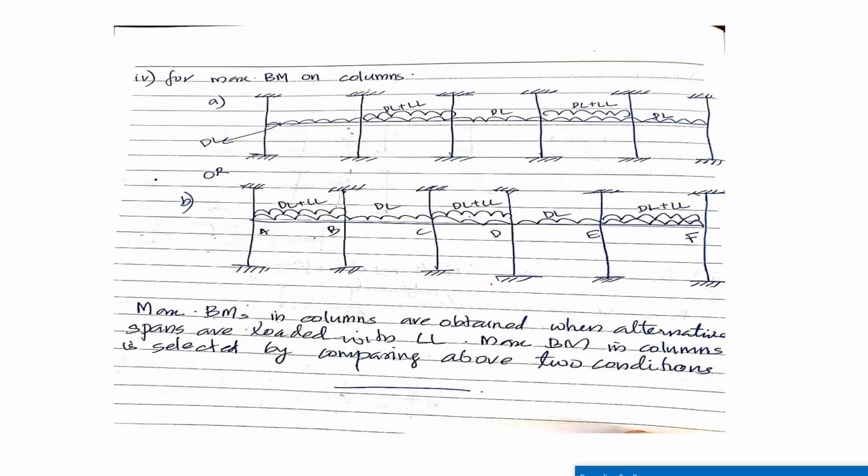Is it clear? And one more condition is there. For maximum bending moment of columns, there are 2 cases. So you have to do these 2 and choose the highest one. When you are asked to find the maximum bending moment in the columns, you can place the load on alternate spans.